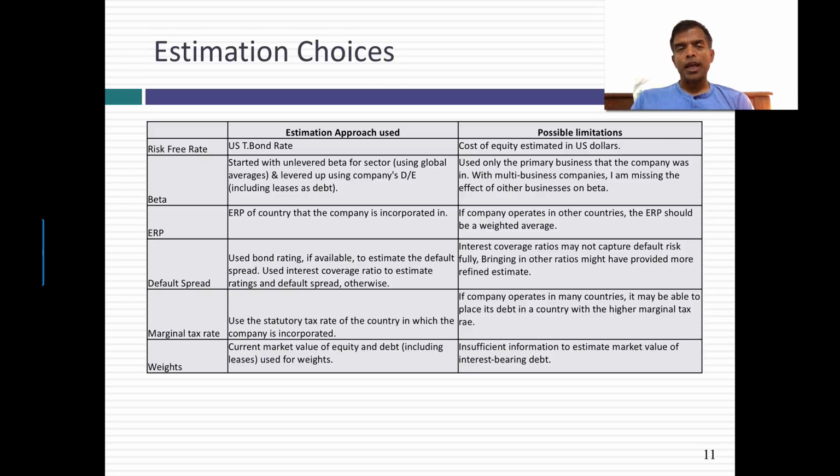To get to the cost of debt, I start with the same T-bond rate, but for the default spread, I first checked to see whether you had a rating. And if there was an S&P rating for the company, I used that rating to come up with a default spread.